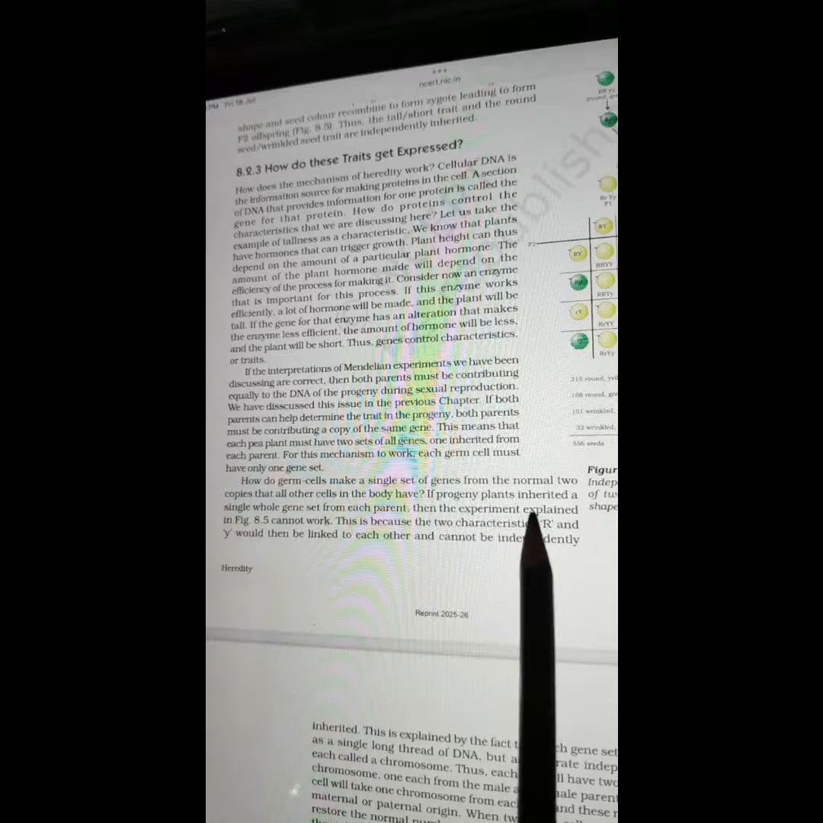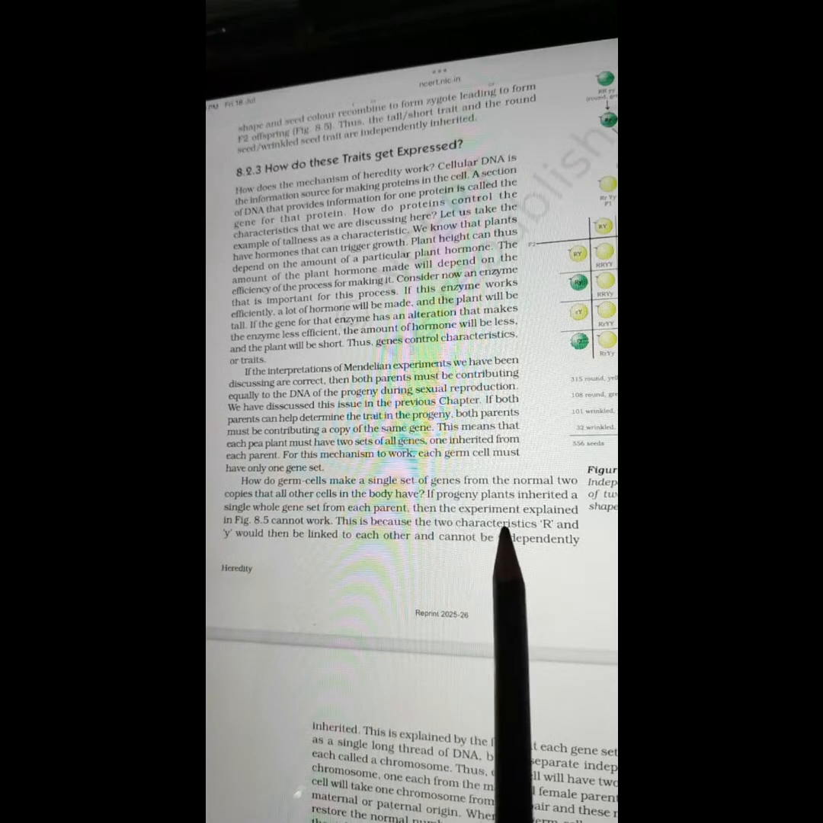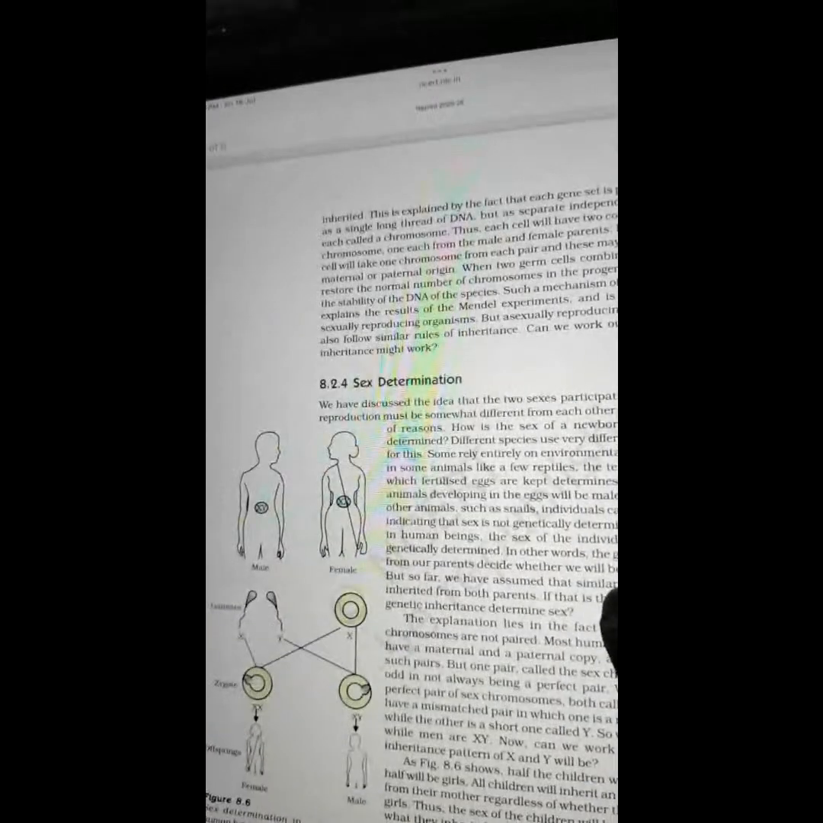For this mechanism to work, each germ cell must have only one gene set. How do germ cells make a single set of genes from the normal two copies that all others in the body have? If the progeny plant inherited a single whole gene set from each parent, then the experiment explained in figure 8.5 cannot work. This is because the two characteristics, capital R and small y, would then be linked to each other and cannot be independently inherited.